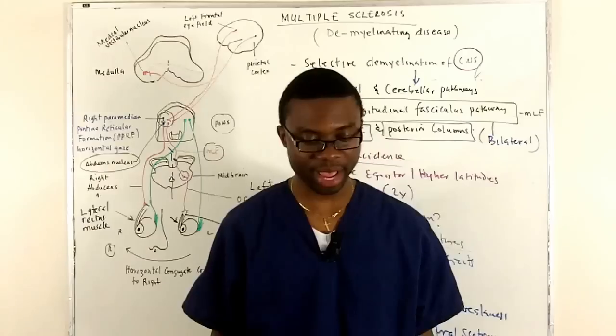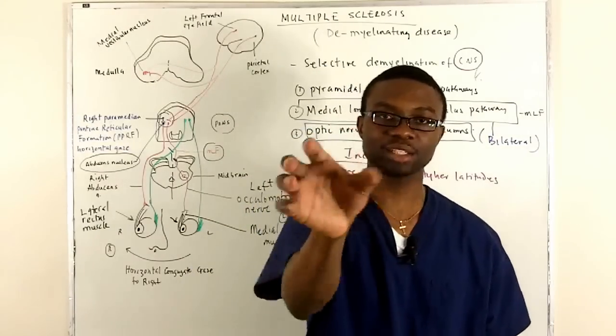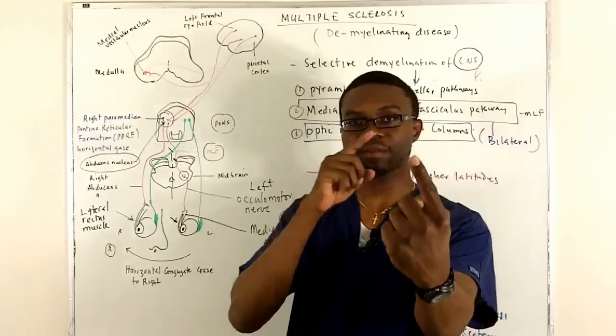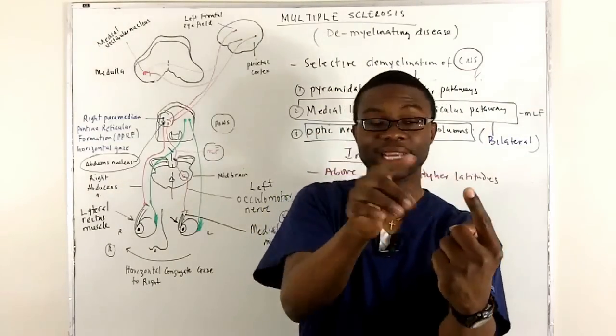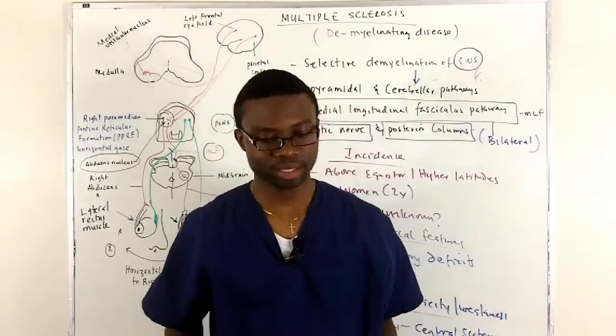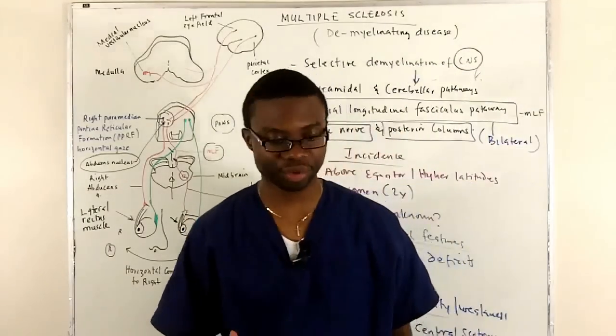Intention tremor means they try to grab onto something and all of a sudden their hand is shaking. You tell them finger to nose, and when they try to put their finger to their nose, they have an intention to do something but can't because of the tremor. That is intention tremor. This patient can also have dysarthria.